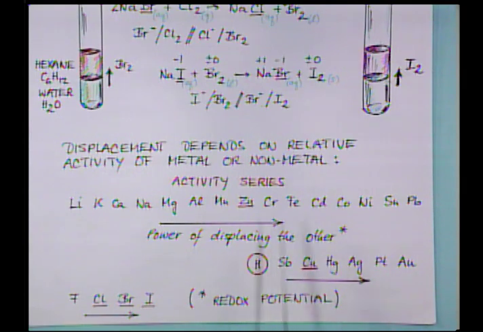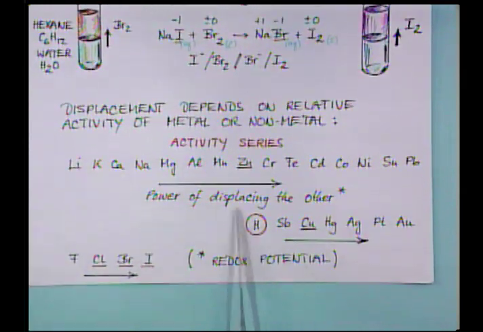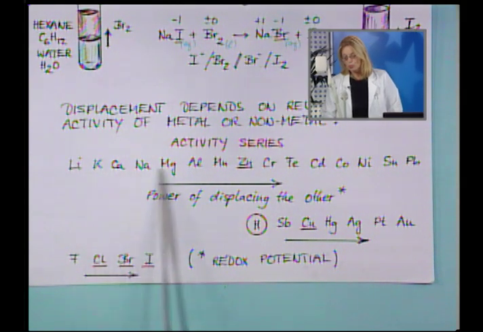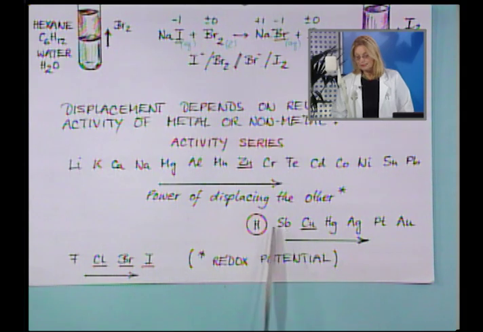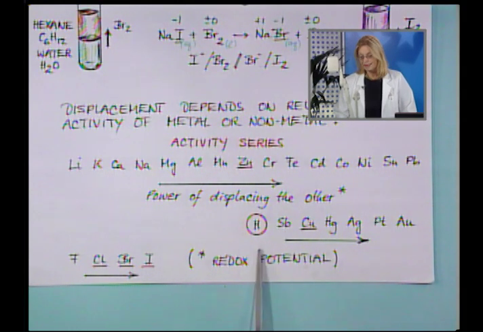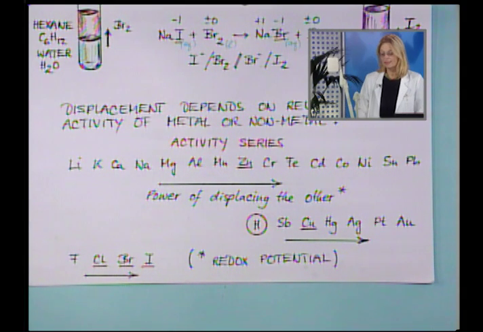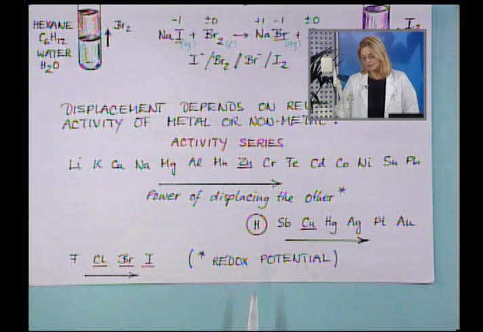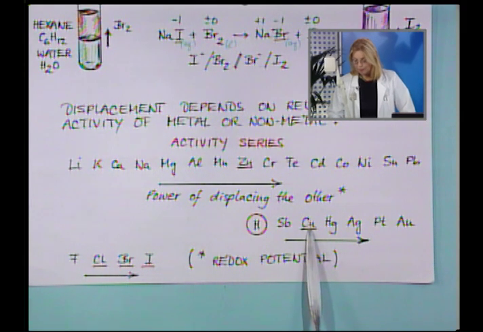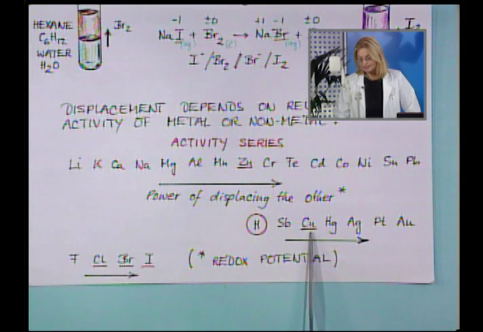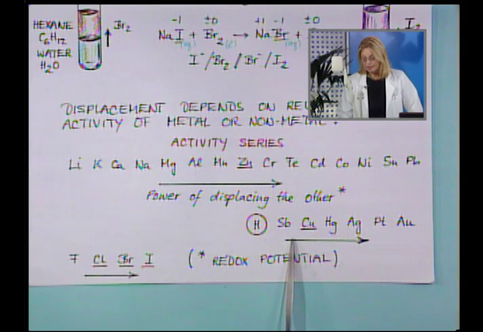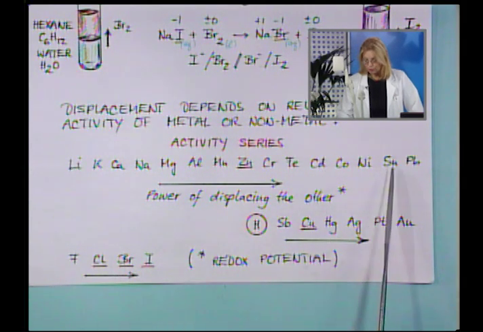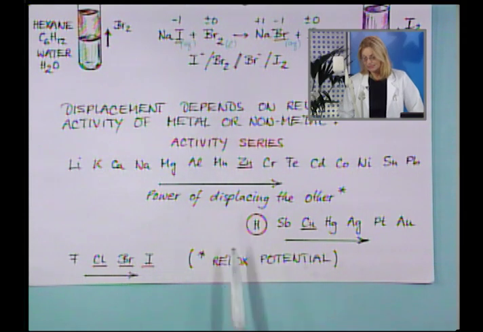Now we see here a lot of metals, and here we see hydrogen, which is sort of a borderline between the more active metals and the noble metals or extremely less active metals. So you see copper is easily displaced by anything to its left, including of course zinc that we have just seen.